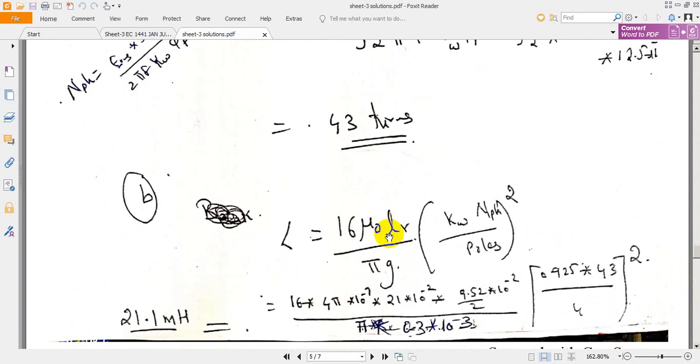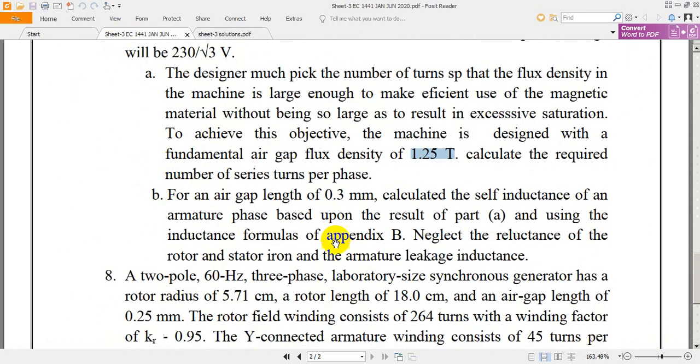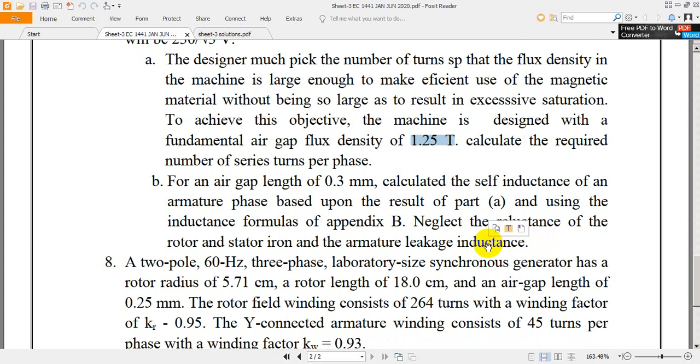The next parameter is we need to calculate the inductance. To calculate the inductance, L is equal to, this is the inductance of the rotor circuit. Check part B parameter. This is the air gap length of 0.3 mm and the self inductance of an armature based upon the result of part A. Using the inductance formulas, neglect the reluctance of the rotor and the stator and the armature leakage reactance. The losses are neglected and we need to calculate the self inductance of the armature.